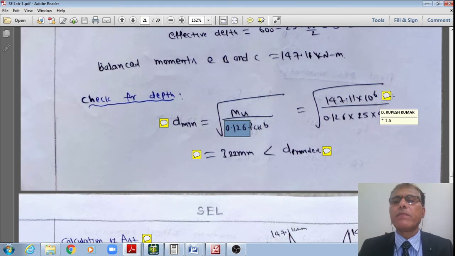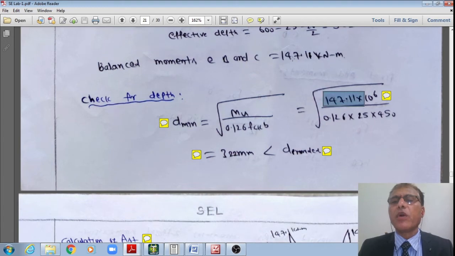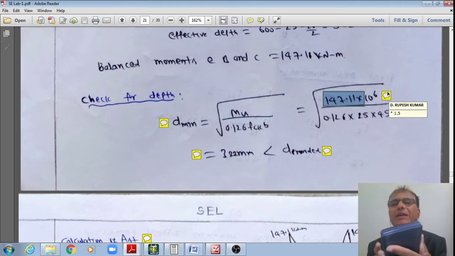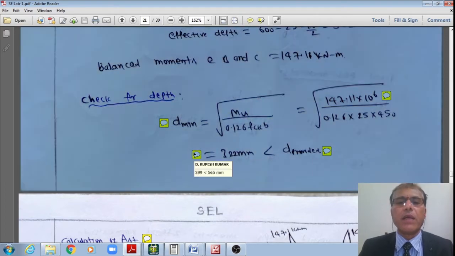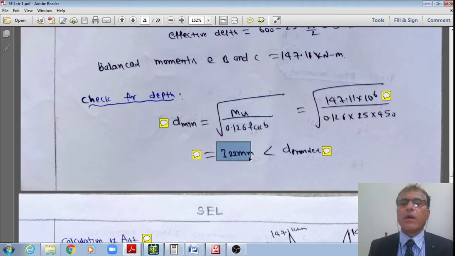Here Mu is the working load moment. Because of the working load, I got 147.1. Therefore, now you multiply with the partial safety factor for dead load and live load combinations as 1.5. So 147.1 multiplied by 1.5 works out to approximately 220.7. For that factored moment, if I calculate the depth required, now I'll get that depth is equal to 399, not 322, student, right? Now I'm getting 399.